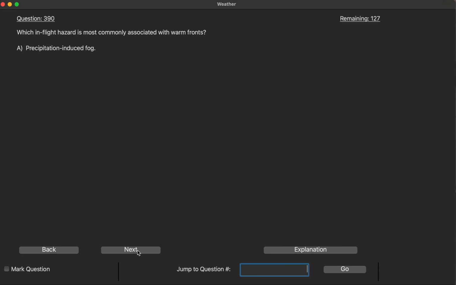Which in-flight hazard is most commonly associated with warm fronts? Precipitation-induced fog. Most commonly associated with warm fronts: precipitation-induced fog.